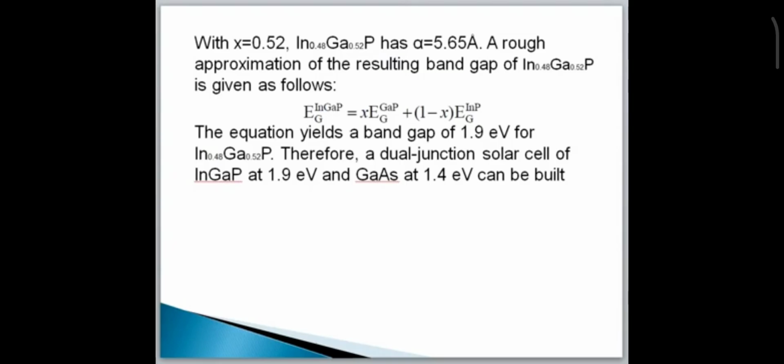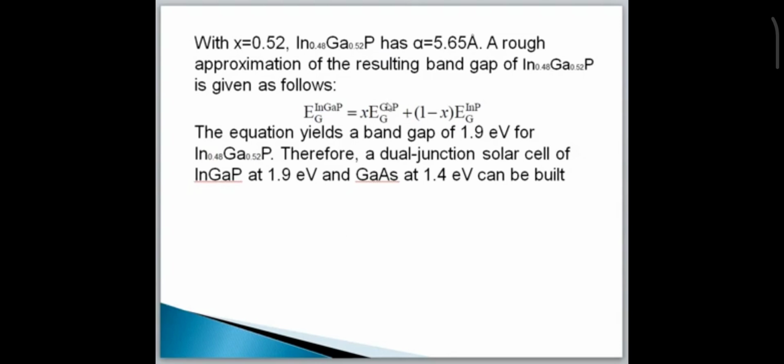A rough approximation of the resulting band gap of indium gallium phosphide is given as follows. The energy band gap of indium gallium phosphide is equal to mole fraction X times the band gap of gallium phosphide, plus 1 minus X mole fraction times the band gap of indium phosphide. This equation yields a band gap of 1.9 electron volt for indium gallium phosphide. Therefore, a dual junction solar cell of indium gallium phosphide, having a band gap of 1.9 electron volt, and gallium arsenide, having a band gap of 1.4 electron volt, can be built.